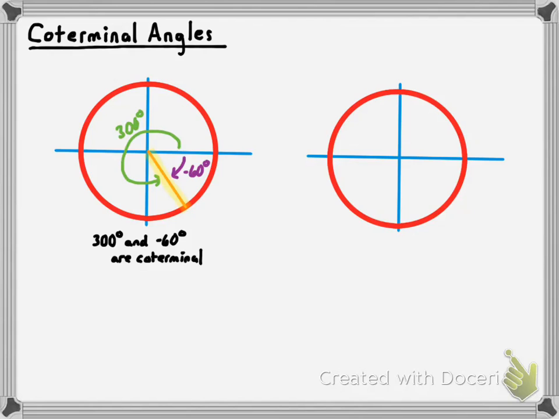Now, that's an example in degrees. Let me give you an example in radians as well. Suppose we had the angle 5 pi over 4. Well, that would be coterminal with this angle, negative 3 pi over 4.